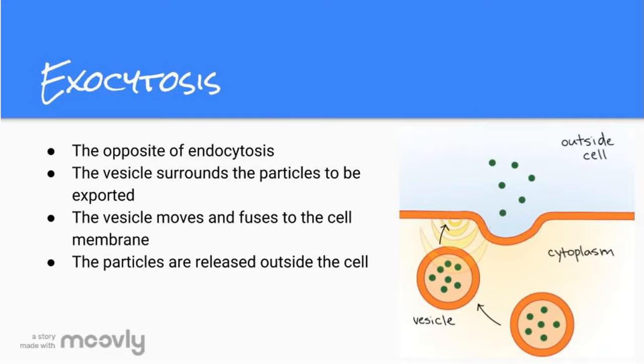Exocytosis is the opposite of endocytosis. A vesicle surrounds the particles inside the cell that need to be exported. The vesicle moves to the cell membrane and then fuses with the membrane. It then releases the particles outside of the cell.